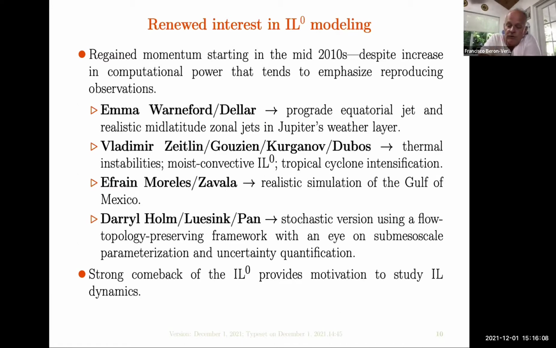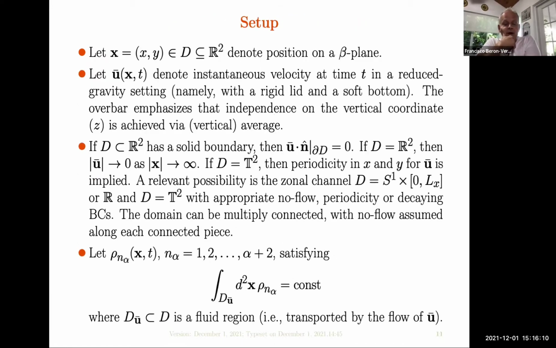So the thing goes like this. It's going to be a little heavy, but I'm going to try to highlight only the main points here. So I need to fix some notation before I can go. The overbar is going to represent the vertical average, u is the velocity, x is position. You're going to have a domain that can be as general as you want. You can cover the whole plane or it can be limited by a boundary.